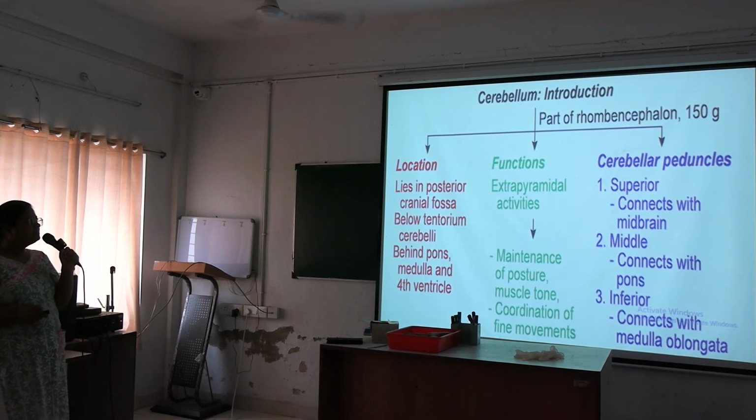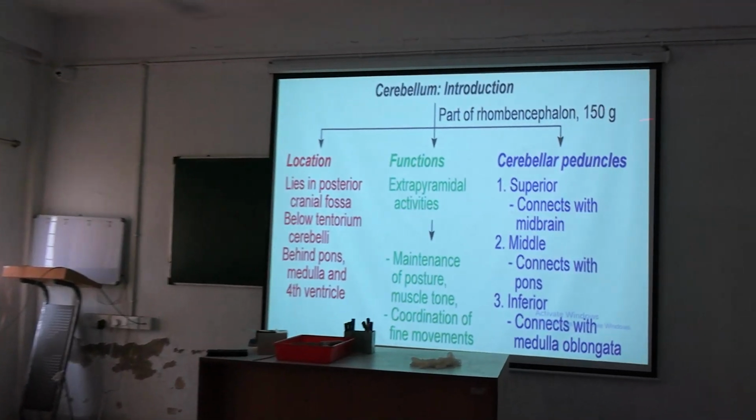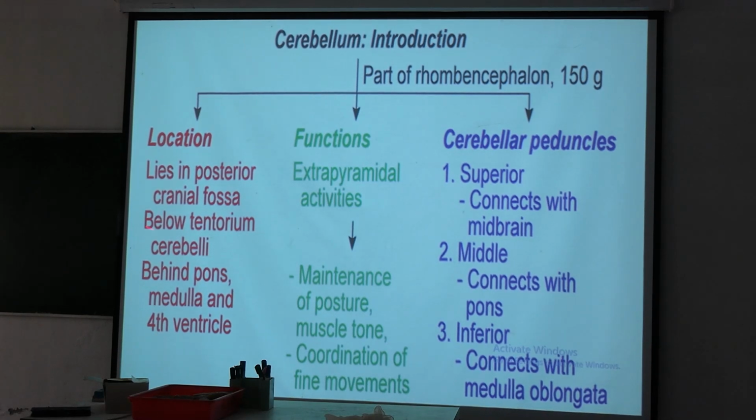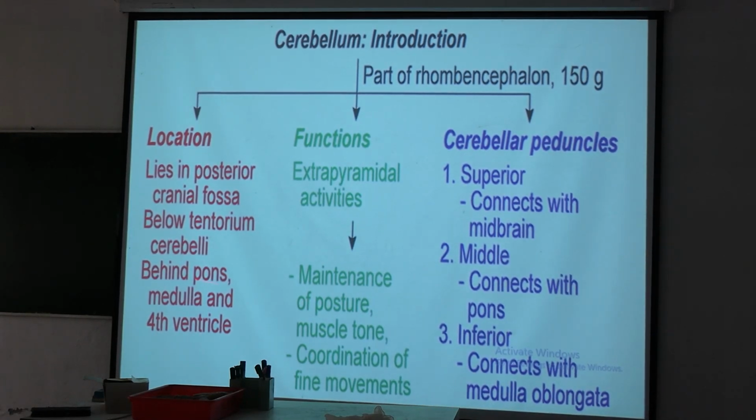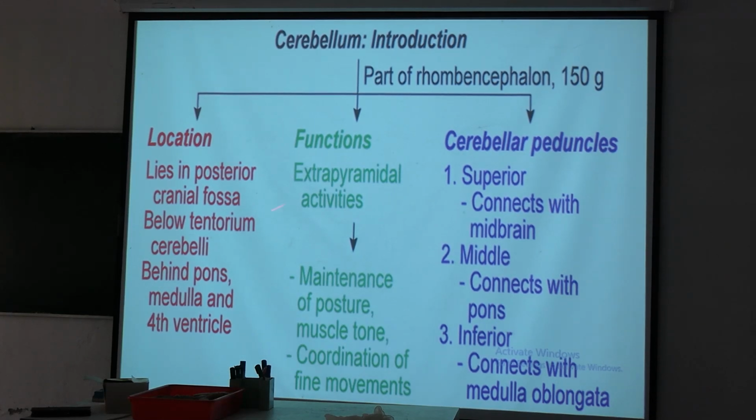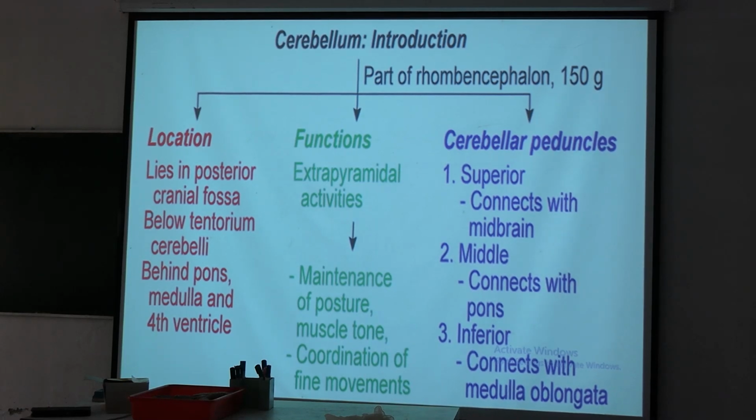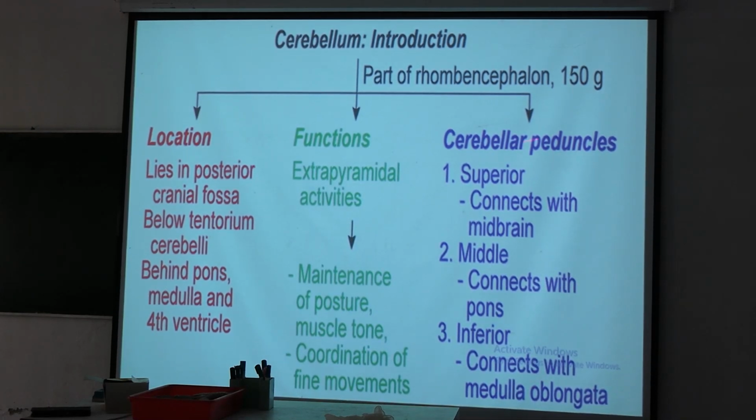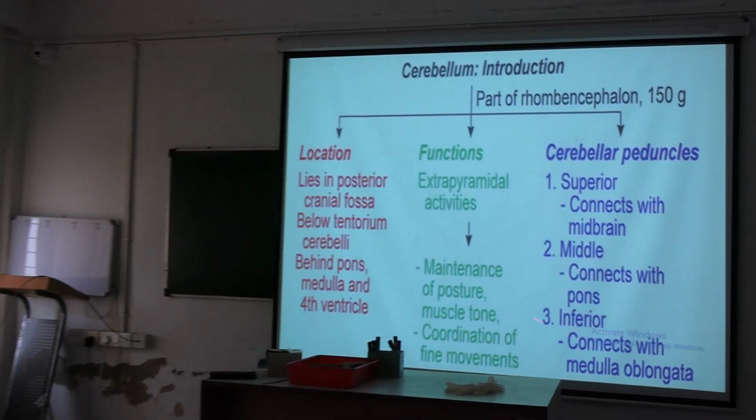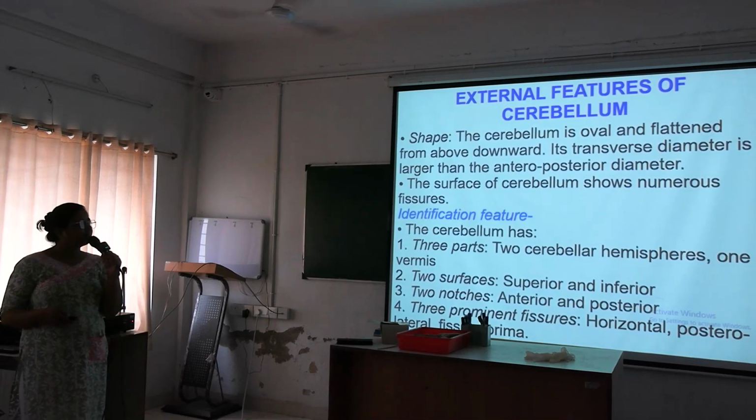So cerebellum is part of rhombencephalon, 150 gram in weight. Location: lies in the posterior cranial fossa below the tentorium cerebelli, behind pons and medulla and fourth ventricle. Okay. Function is extrapyramidal activities, maintenance of posture, muscle tone, and coordination of fine movements. And cerebellar peduncles are three in number. Superior one connects with midbrain, middle connects with pons, inferior connects with medulla.